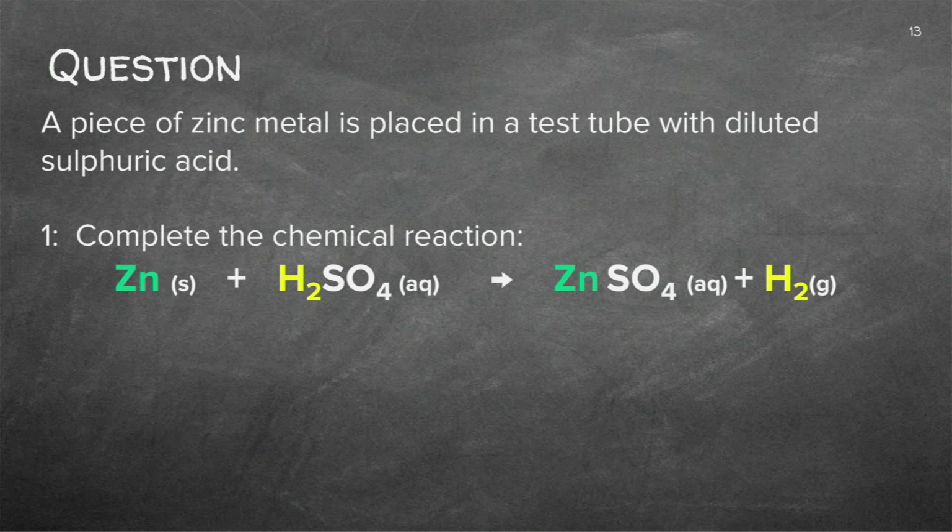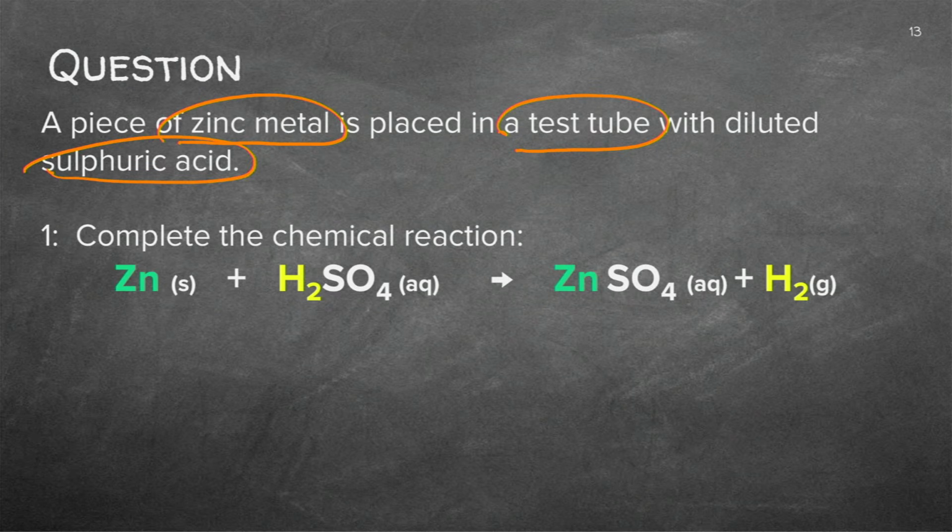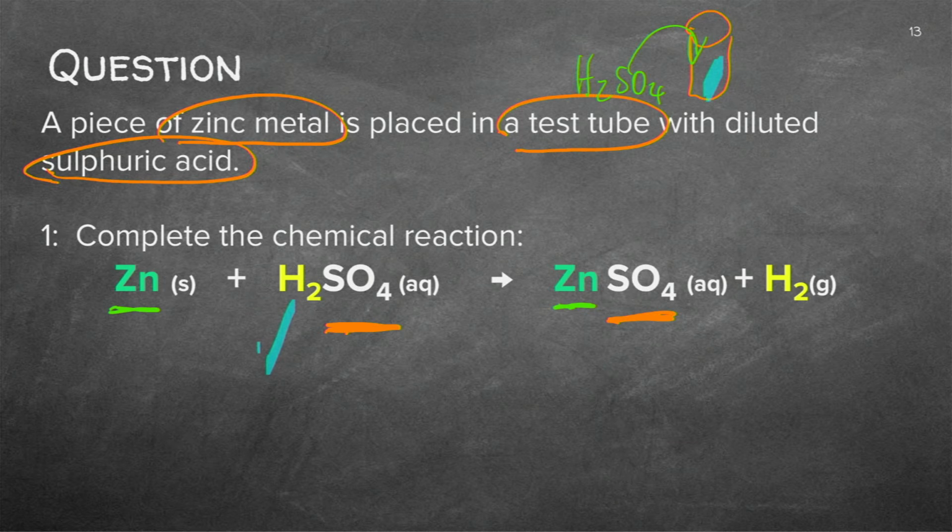Question 2. A piece of zinc metal is placed in a test tube with diluted sulfuric acid. So again, I've got a test tube, I've got my piece of zinc in there, and I'm adding sulfuric acid in there. And that is that substance. This is the complete reaction. They're giving it to me. Can you see there? It's balanced. I've got 1 zinc going in, 1 zinc coming out. I've got a sulfate group there. I've got a sulfate group there. And then finally, you can see I've got my hydrogen there and hydrogen there.